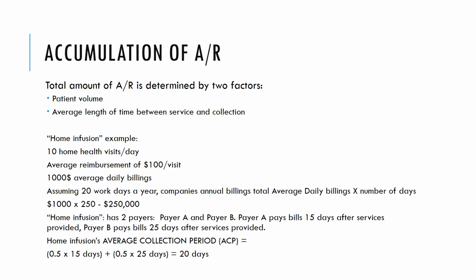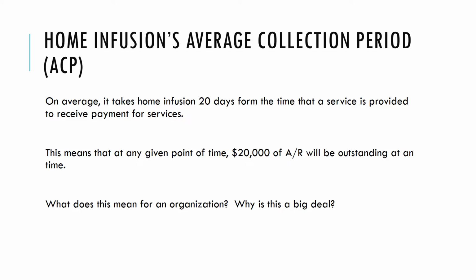So what does ACP mean? What did I just calculate? So we're going to go to the next slide and I'll explain it more. Home infusion's average collection period, the ACP, basically says that on average it takes home infusion 20 days from the time that a service is provided to receive payment for services.